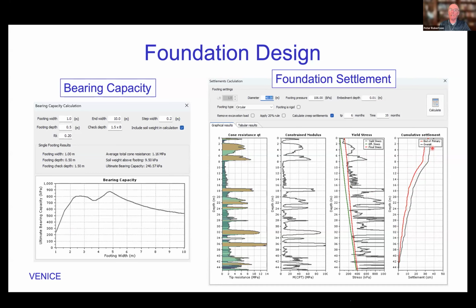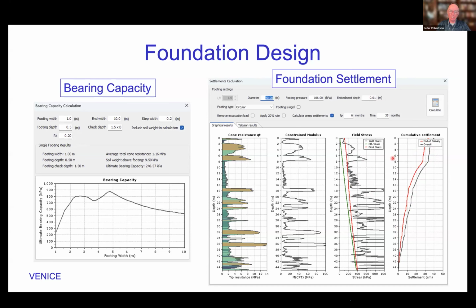And you can add in a little bit of creep if you want to for rate effects. So if you want to know how much extra settlement you could get for creep, it'll add that on using a correlation from Mesri, which is pretty effective. And in fact, at this Venice site, it actually got a very good answer.